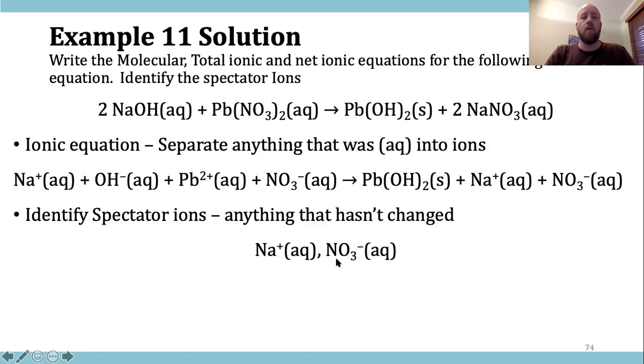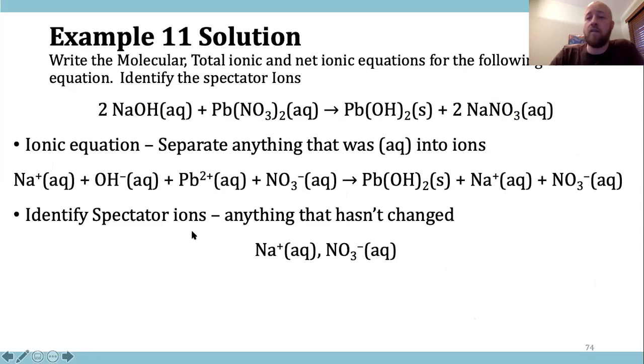Okay, the total ionic equation. Anything that is solid, liquid, or gas is not separated. We separate the aqueous things. So the sodium and the hydroxide are separated. The lead and the nitrate are separated. The lead hydroxide is not separated as a solid, and the sodium and nitrate are separated. This is the total ionic equation. We separate everything that is aqueous.